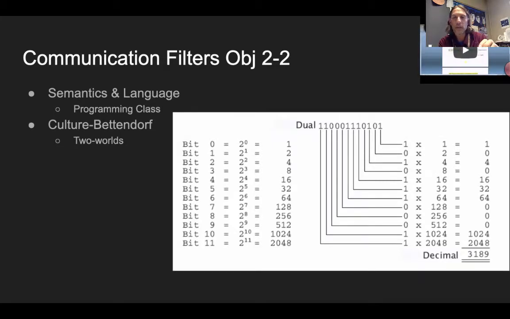When you look at semantics and language, again, like for example, when I took the coding class and they started talking about hexadecimal and binary numbers, that was a foreign language to me, and it really got in the way of my understanding of what was happening the first few weeks. Some examples of culture: in Bettendorf, where I taught previously, it was kind of two very different worlds. You had the people who lived in poverty, and you had the people who lived in pretty extreme wealth. There really wasn't much in between. So it was interesting to have those two different socioeconomic cultures in the classroom at the same time.